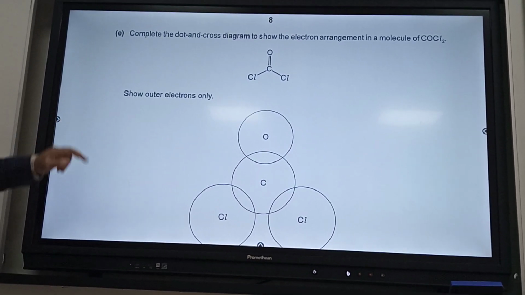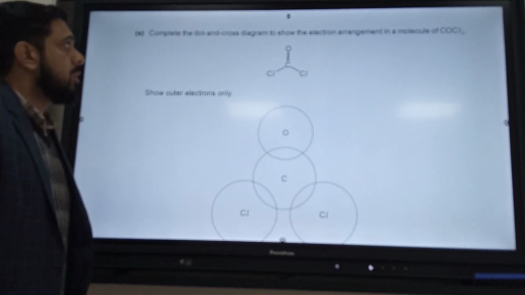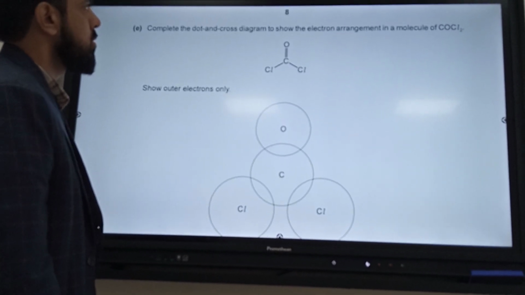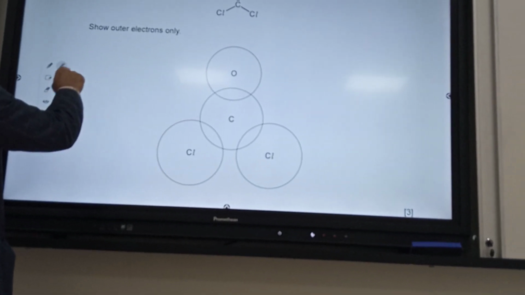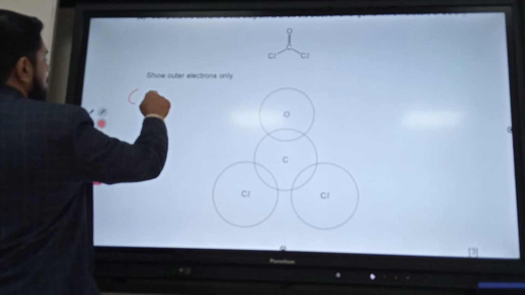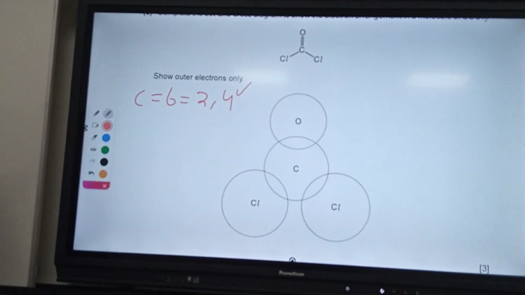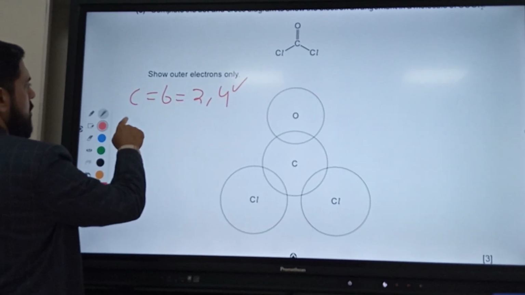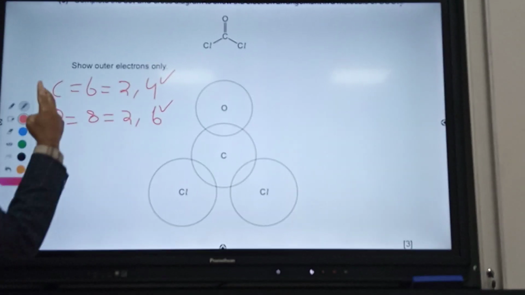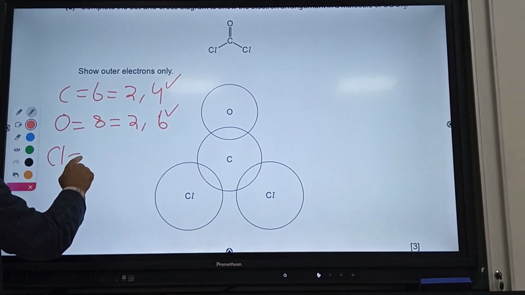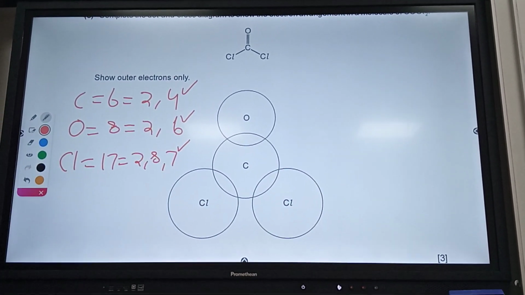So next part of the same question, it says complete the dot and cross diagram to show the electron arrangement in a molecule of COCl2. So you can see here the information for you: carbon's proton number is 6 and the structure will be 2 and 4, indicating it is going to share 4 electrons. Oxygen, proton number 8, electronic structure 2 and 6, indicating it is going to share only 2 electrons. For chlorine, proton number is 17, structure is 2, 8, 7, indicating that it is going to share only 1 electron.